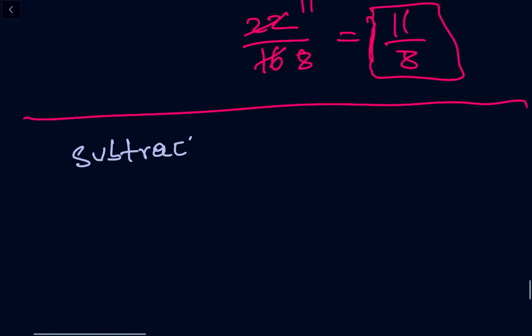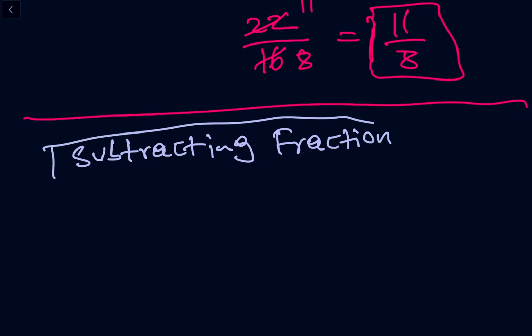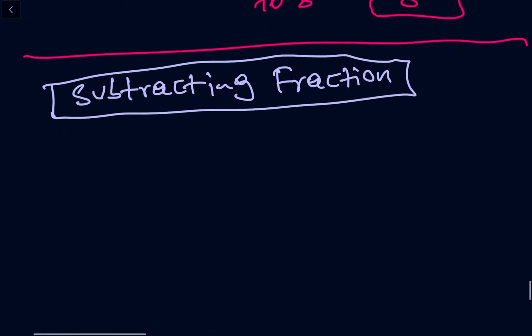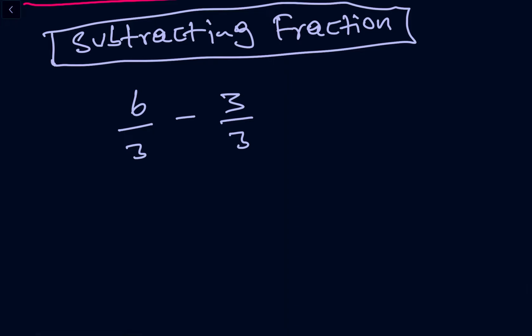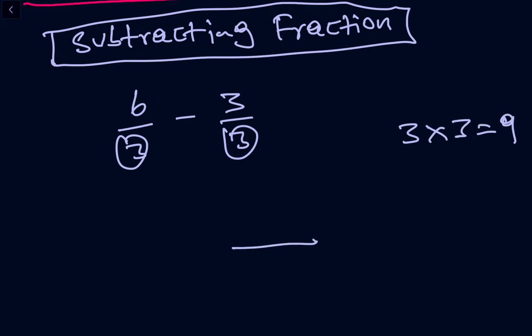Subtracting fractions is going to be the same thing as adding fractions. The only difference is the sign, because we are going to end up subtracting. So the question says 6 over 3 minus 3 over 3. The first thing you have to do is multiply the denominators, which is 3 times 3, which is 9. Draw your fraction line and bring down the denominator.